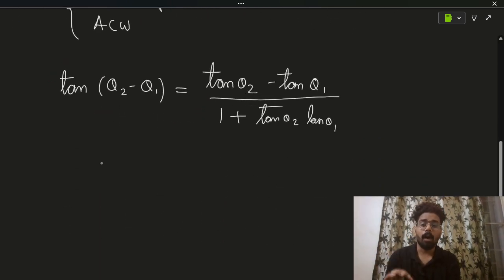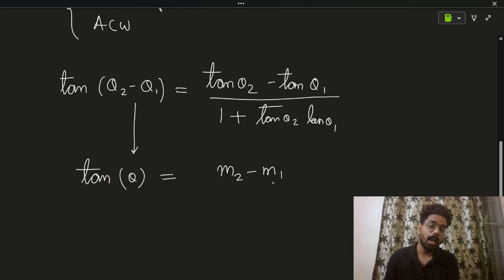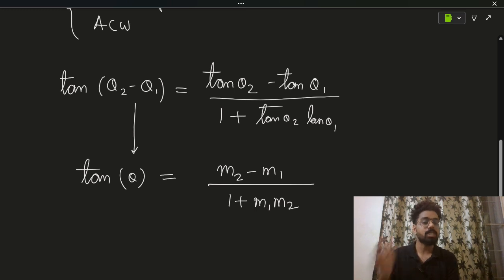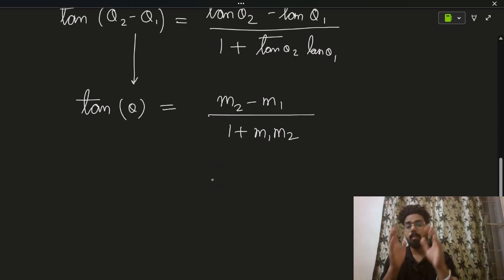Okay. Now let's call theta 2 minus theta 1 as theta. Let's simplify. So I am writing theta 2 minus theta 1 as theta. Okay. So what exactly is this? m2 minus m1 upon 1 plus m1 m2. Now this is not exactly what you will see in your textbook. In your book you will see there is a mod sign. So let's understand why we have a mod sign.